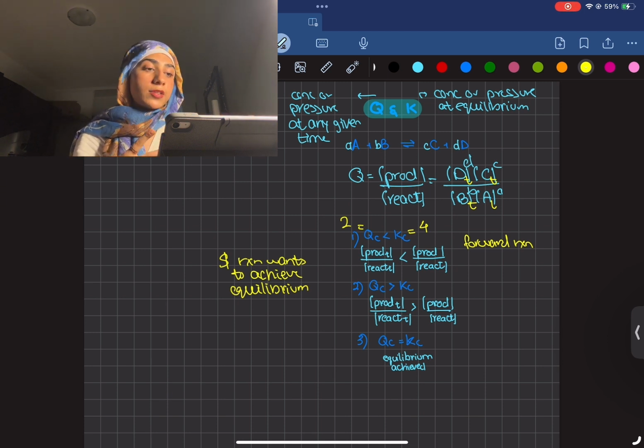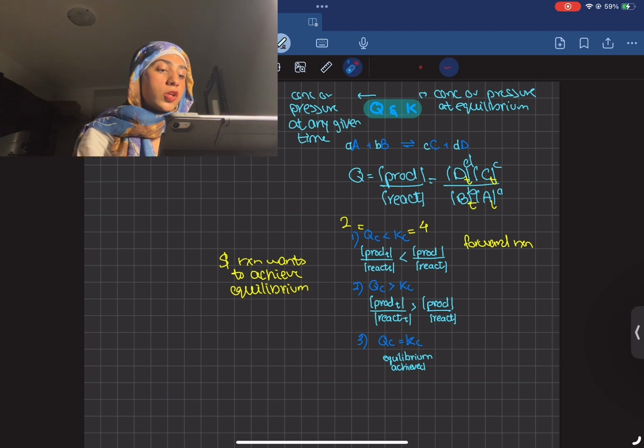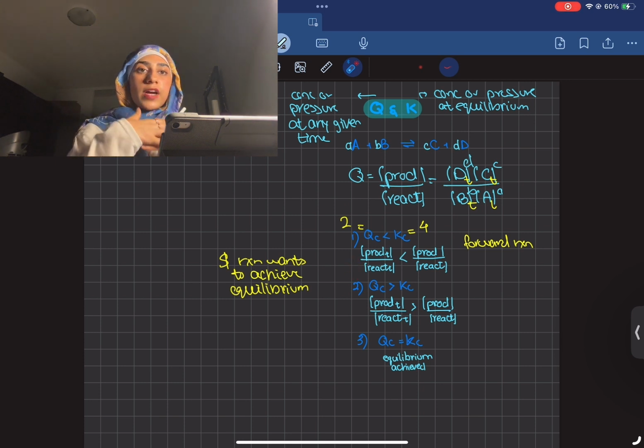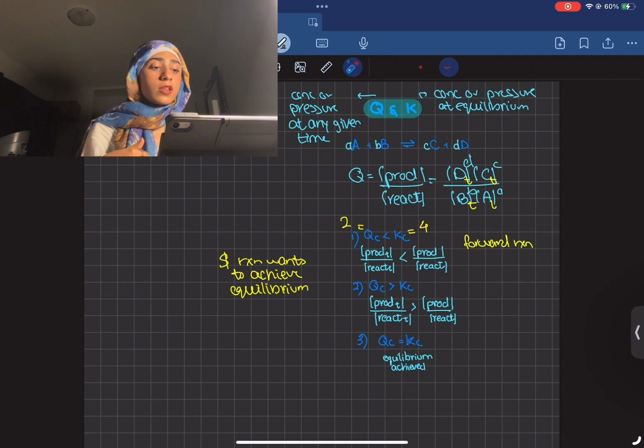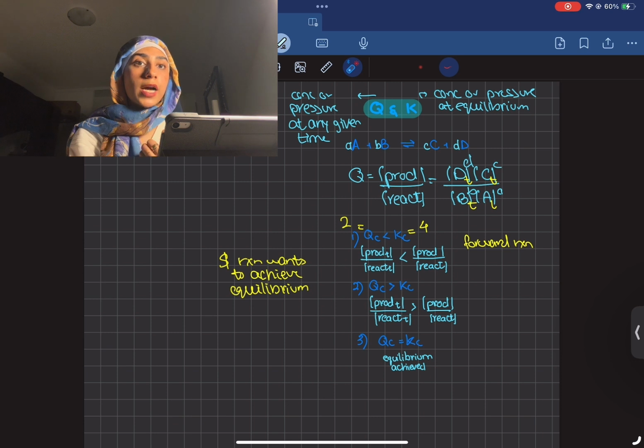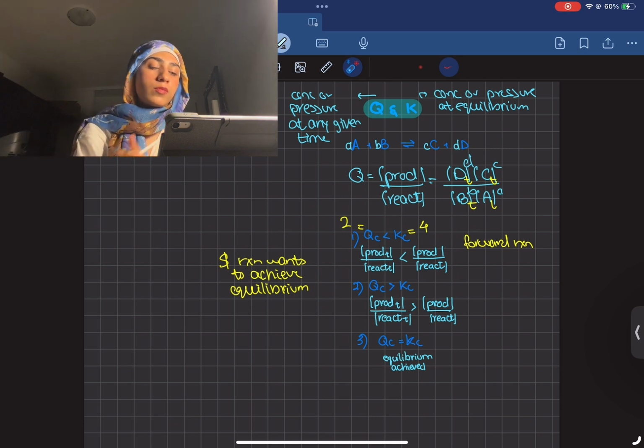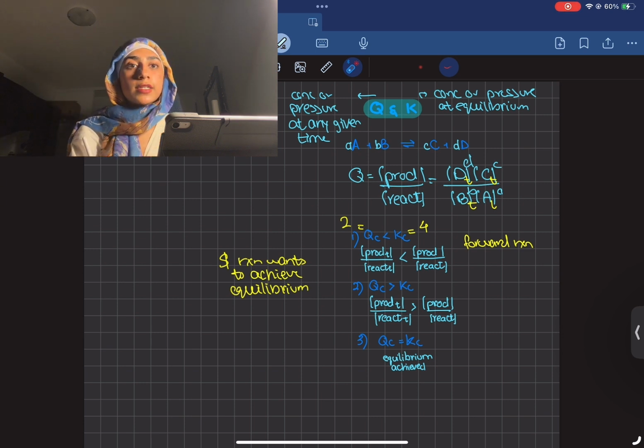Now there are two ways I can reach that conclusion. Either I can increase the amount of my products, so that would mean more products are being created, or I can decrease the amount of reactants, because you know it's in a fraction, so a lower denominator would get you a bigger answer, or a bigger numerator would get you a bigger answer. So because I want a bigger answer, I can increase the amount of my products or decrease the amount of my reactants. And both of those ideas refer to your reaction moving forward. More products being created and more reactants being consumed.